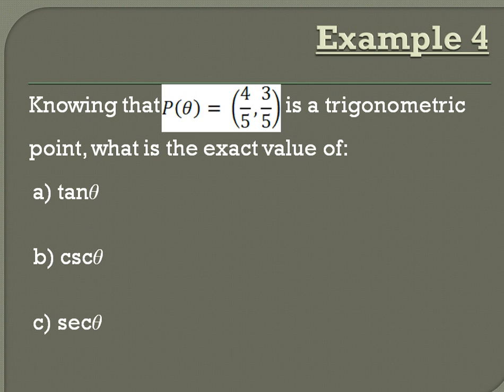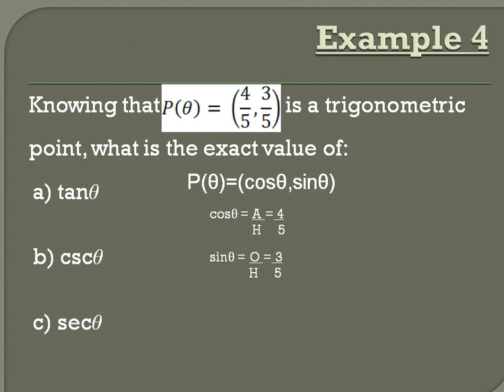Lastly, we get to the next type of question, which is knowing how to figure out the exact value of other types of trig ratios. Now, to do this, what I want you to do is just put down all the information we know. So I know that my point is found at x and y, which is cosine theta and sine of theta. And what is the cosine of theta? Well, it's your adjacent divided by your hypotenuse. So your adjacent in this case would be 4, and your hypotenuse is 5. And for your sine, you would do the exact same thing. Sine is equivalent to opposite over hypotenuse, which is 3 over 5 in this case.